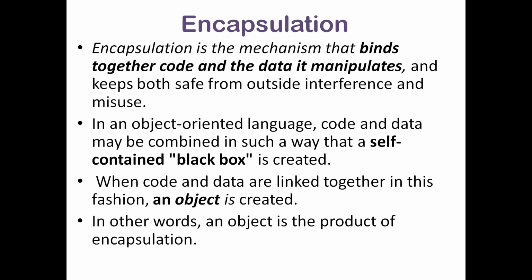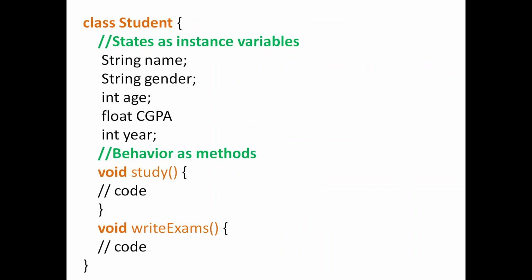Now the next concept is encapsulation. Encapsulation is the mechanism that binds together code and the data that it manipulates. That's what we just saw. So here a class is an example of an encapsulation. Inside a class, we encapsulate the data members with their appropriate methods.